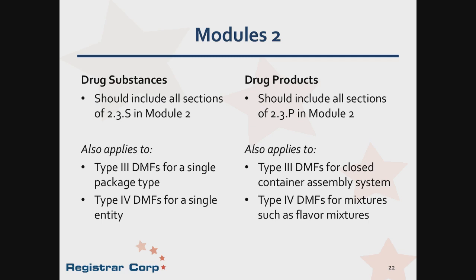As I mentioned earlier, Module 2 should include summaries of the content in the drug master file. The CTD structure differs between a drug substance and a drug product. If your product is a drug substance, you would use the S section in Module 2. If your product is a finished product that contains multiple components, then you would use the P section in Module 2. It may not always be clear which section to use for Type 3 or Type 4 DMF. The S section on the left should be used if your product is a single component, such as a plastic bottle. However, if there are multiple components to your product, then it may be more appropriate to use the P section on the left, such as an assembled container closure system that has a glass bottle with a plastic cap.